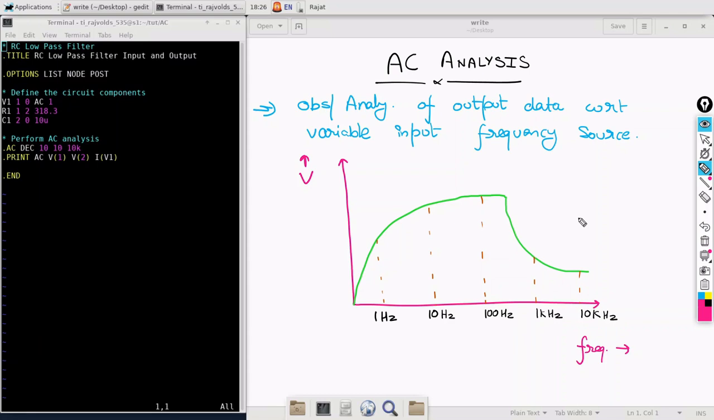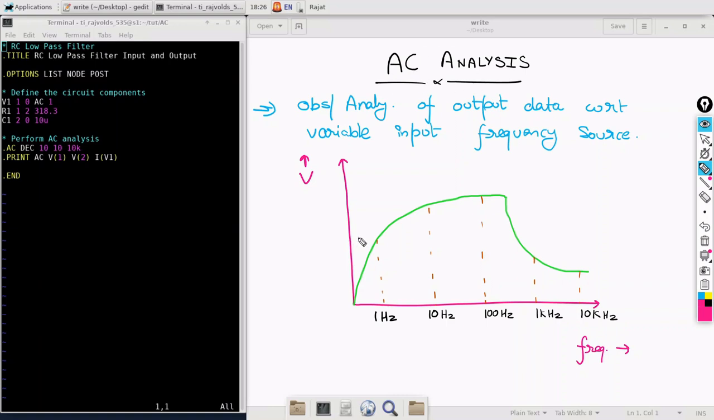Hello everyone. So in this video we are going to do the AC analysis. AC analysis is observation or analysis of the output data with respect to the variable input frequency source. If we provide a variable frequency as input and observe or obtain the data, that analysis is called AC analysis.